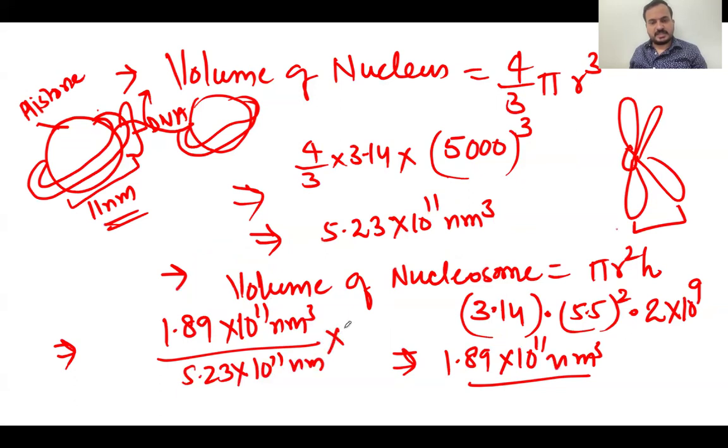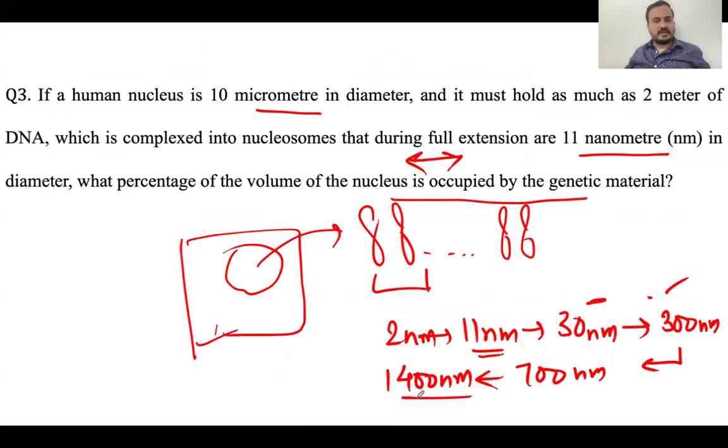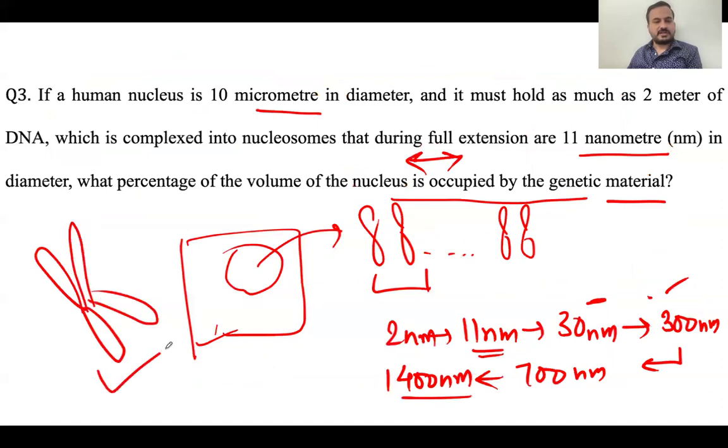Since the percentage is asked, we need to multiply it by 100 and we get close to 36.13%. So the answer is going to be 36.13%. So 36.13% of the volume of the nucleus is occupied by the genetic material, which is the DNA. And we all know that it is complex in the form of a cylindrical structure, which is a chromosome.